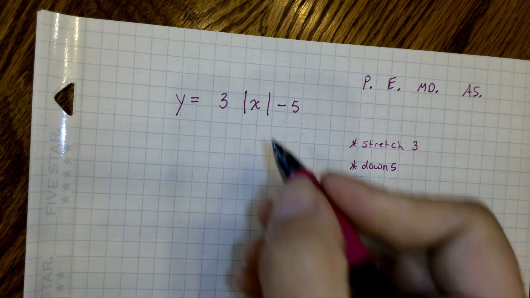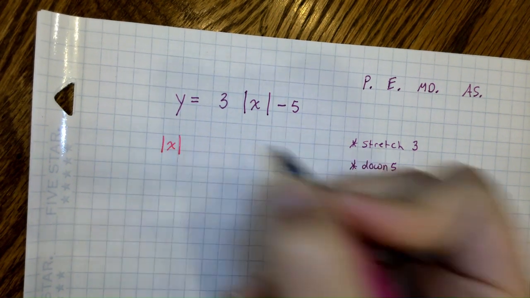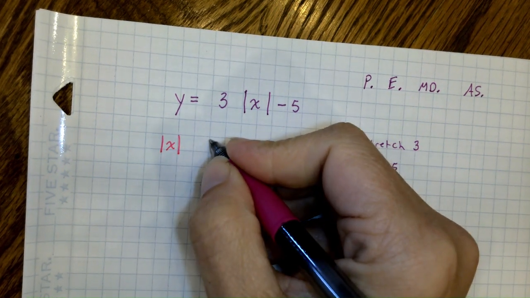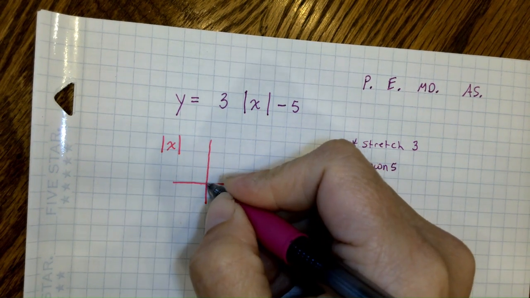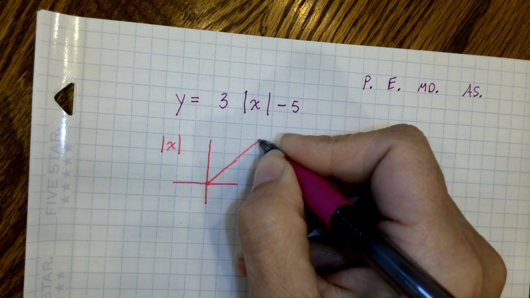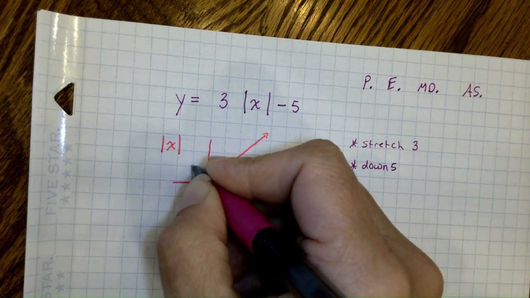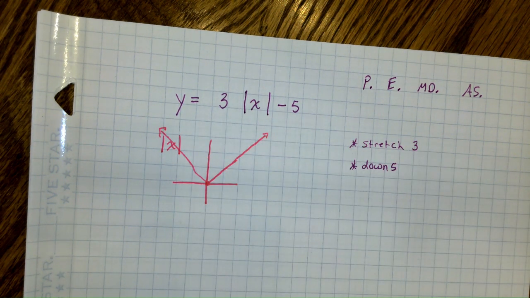Okay, so if you look it up, the absolute value function makes a V. And it normally makes a V right at the origin, going 0, 0, 1, 1, 2, 2, 3, 3, right? Okay. So, what transformations do we need to do?